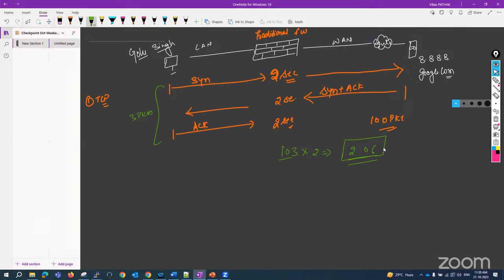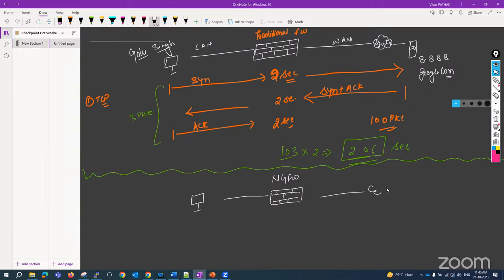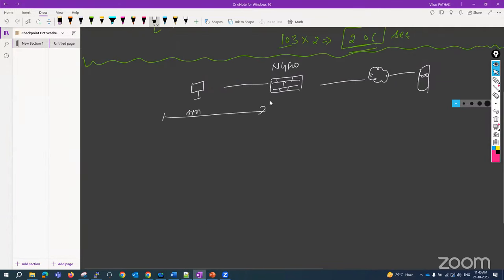Any doubt, anyone? Clear. It's clear, right? Now, this was your traditional firewall, right? Now, let's discuss your next generation firewall. Same scenario, same goal using same internet, same server, same SYN, right? Similar SYN will go from source to the destination. Same operation will be performed, again 2 seconds.